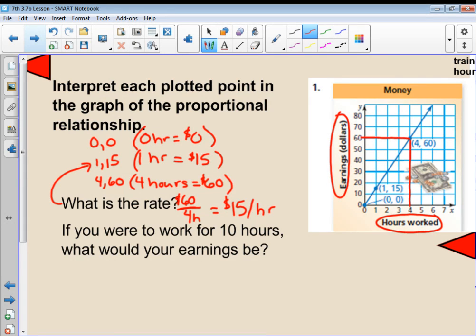So notice that on the graph, I don't have 10 hours. So I'm going to have to either use a proportion or use my unit rate. So if I'm going to get $15 for 1 hour, or I could use the 60 over 4, how much would I get for 10 hours? So this is very visual. I know some of you don't need that proportion, but some of you do. So then 10 times 15 would give me $150.